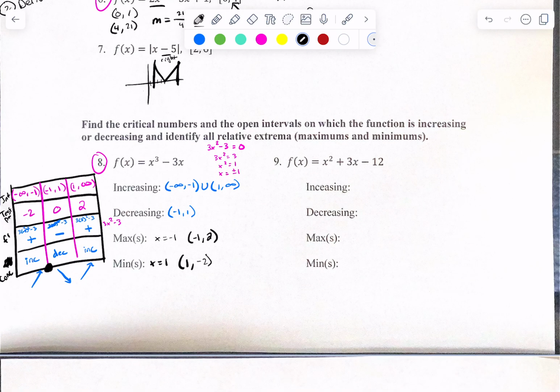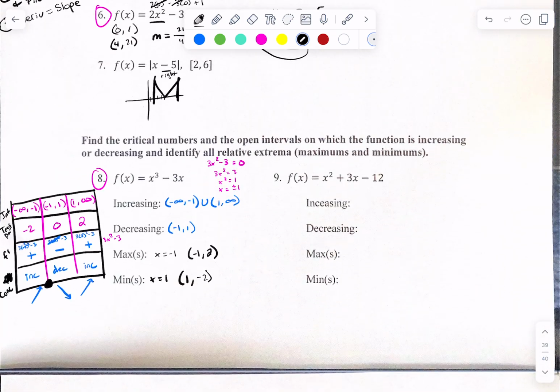All right. That's as far as we'll get today. We'll start 10 and the back tomorrow. Not tomorrow, Monday. Okay?